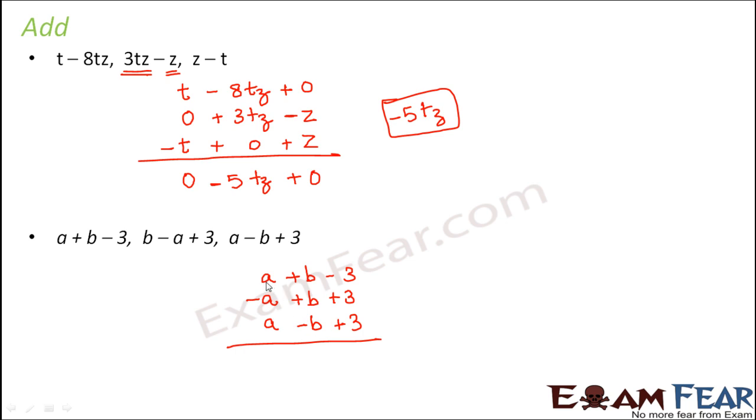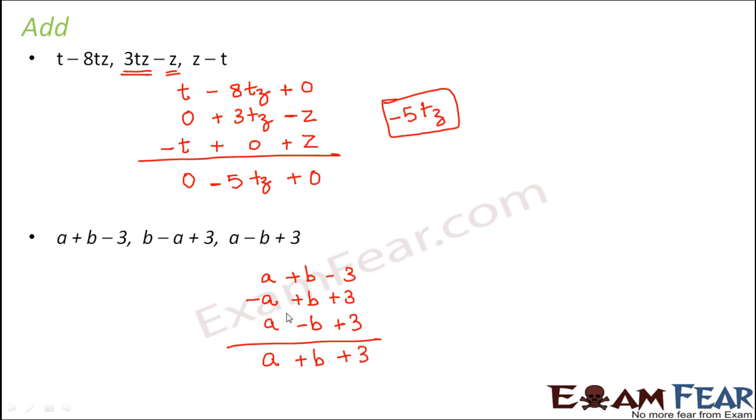Let's add them. So in this case, a plus a. So two a's together will be 2a minus a. So overall it will become a. Similarly here, b plus b, that is 1b plus 1b will make it 2b minus 1b, that is again 1b, that is b. Here 3 plus 3 would be 6 minus 3, that is plus 3. So again you get plus 3.